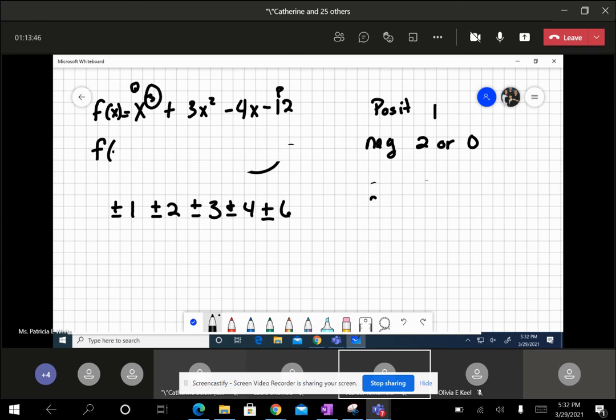So I could do 2 to the third plus 3 times 2 squared minus 4 times 2 minus 12. And I'm going to get an 8, 12, minus 8, minus 12. I think that was my lucky number. That's going to come out 0, isn't it? So I'm going to use my synthetic division, and I'm going to divide by a positive 2.